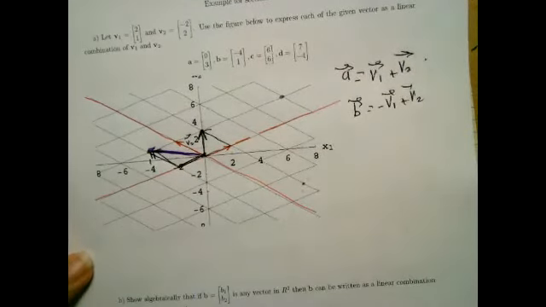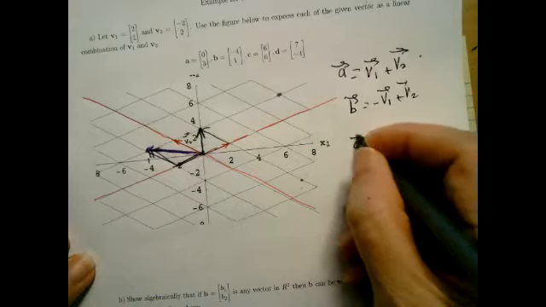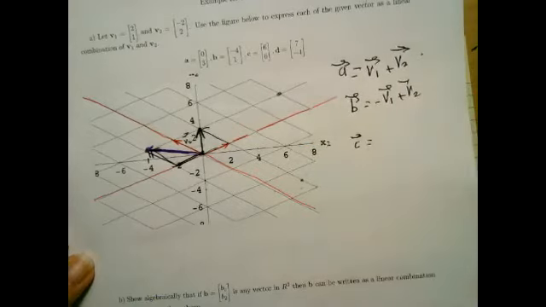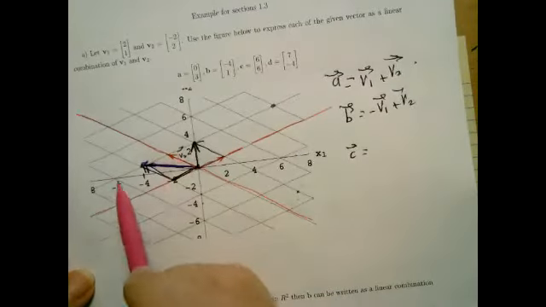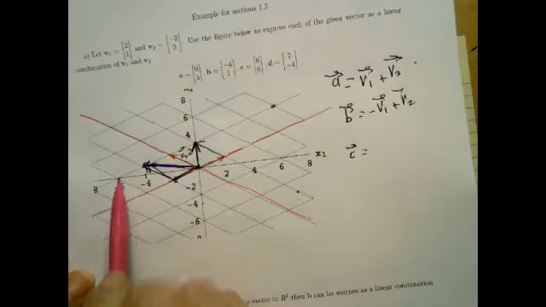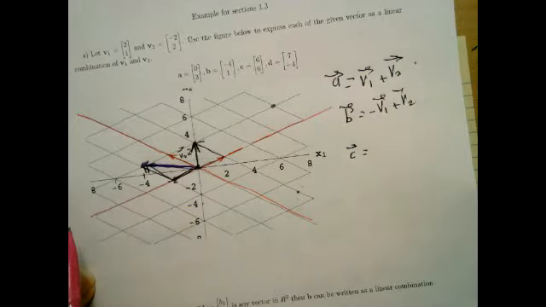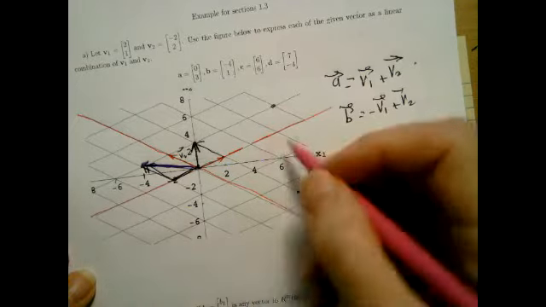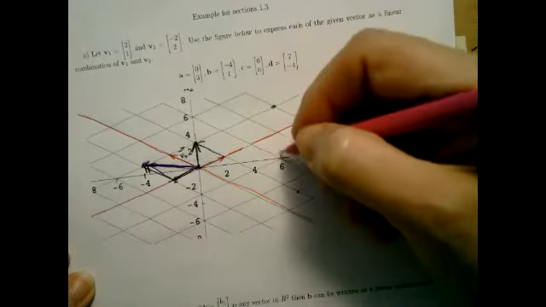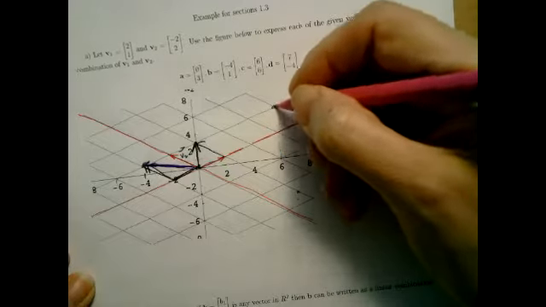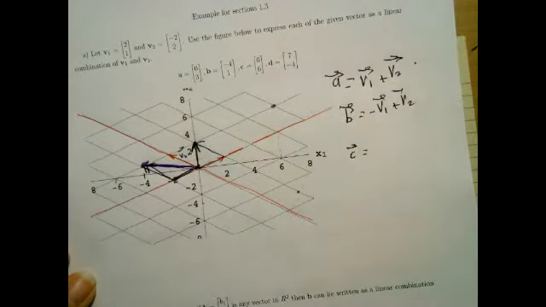So we do the last two. C. C is 6, 6. No, sorry, 6, 6. So this is my vector C.